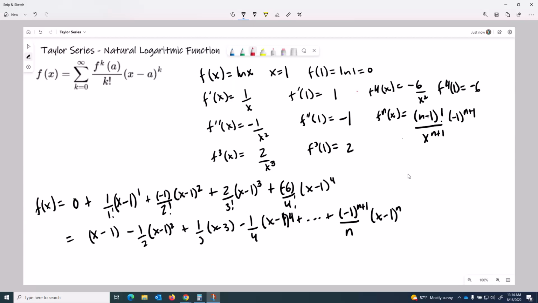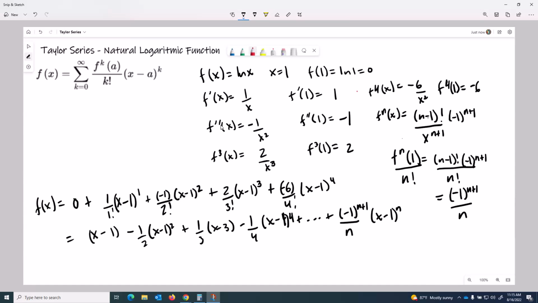That's why when we plugged in 1, we figured out that the nth term at 1 is n minus 1 factorial multiplied by negative 1 to the n plus 1. So we get the same thing, because if you divide this by n factorial, because that's the nth term, we get negative 1 to the n plus 1, divided by n. In either case, we have our Taylor series.